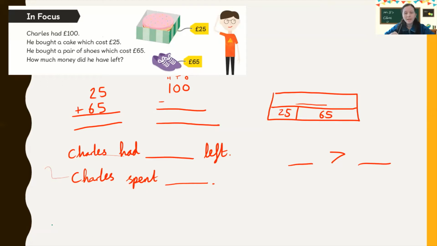Okay, so let's add up these purchases. So 5 add 5 is 10. Remember how we write the 10? Little 1 underneath here, because it's not a 1, it's a 10, so it goes in the tens column. And then 2 add 6, or 6 add 2, is 8. Add 1, don't forget this guy, 9. So he spent £90. Wow. He spent £90. Which item was more expensive, the cake or the shoes? The shoes, you're right, the shoes.